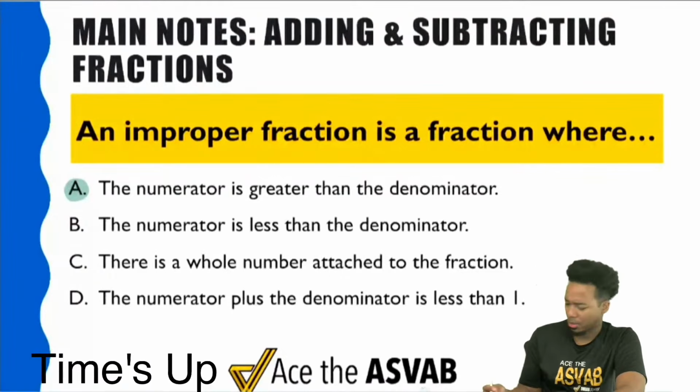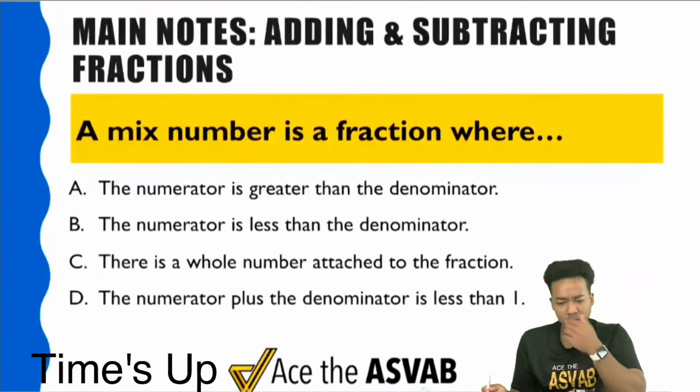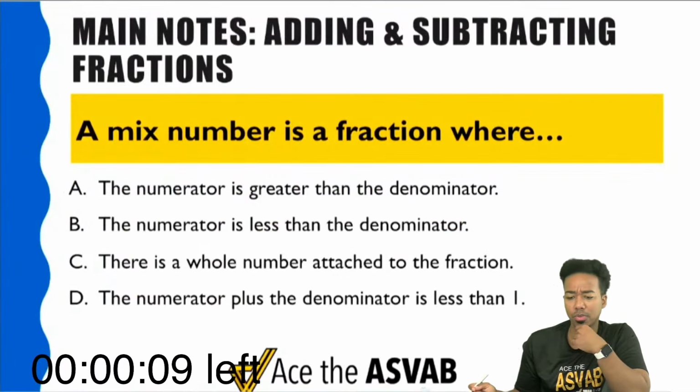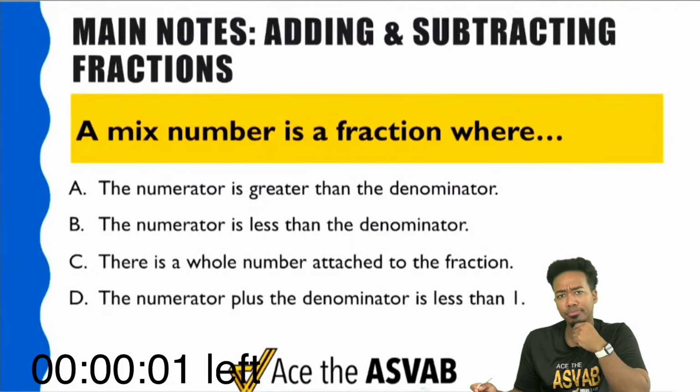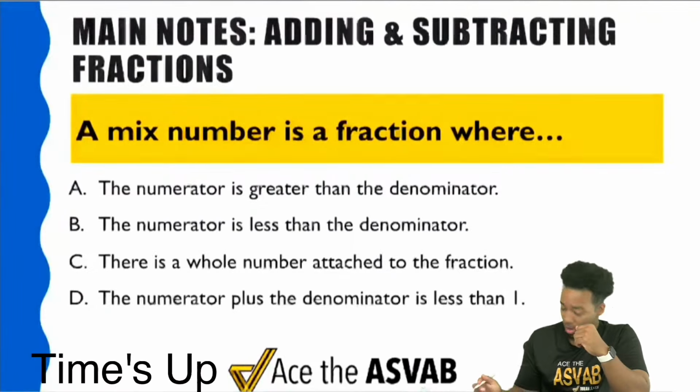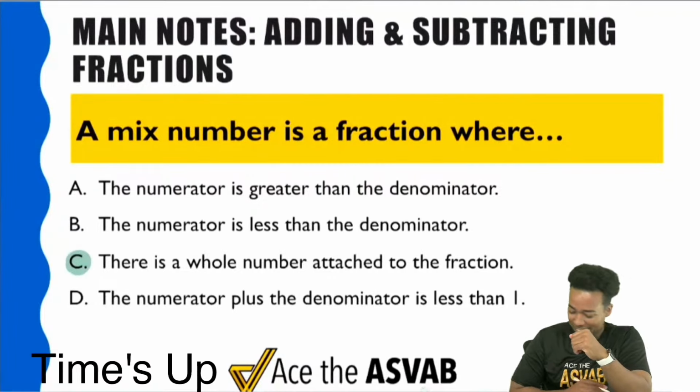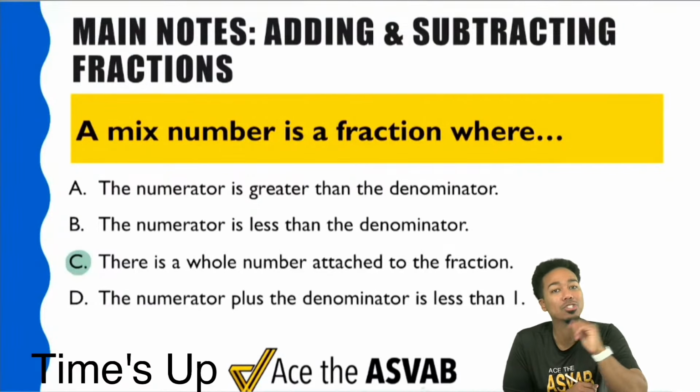Okay, let's try another one out. 3, 2, 1. What's this? You've heard of this one before. All right, looks like you guys are alive and awake. Yes, that's going to be C. The whole number is attached to the fraction.